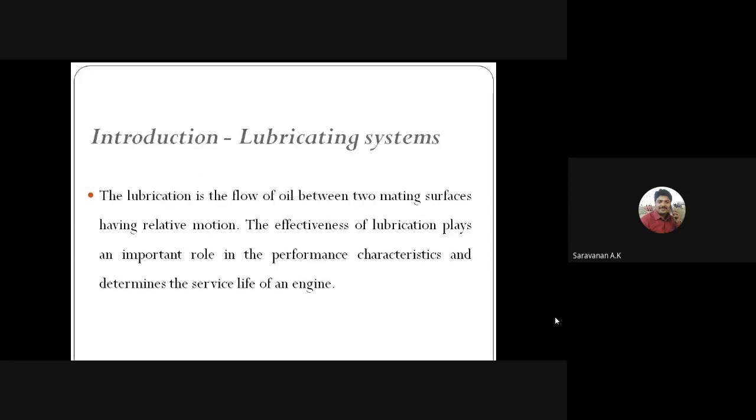Let us see the introduction to lubrication systems. Where is lubrication used, and why do we have to use it? Lubrication plays a vital role in any working parts that have some relative motion, in any type of machine, not only engines.